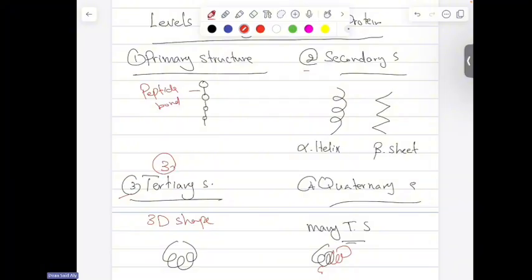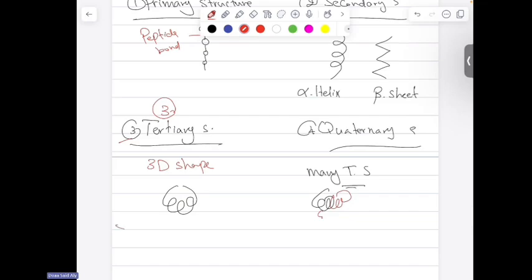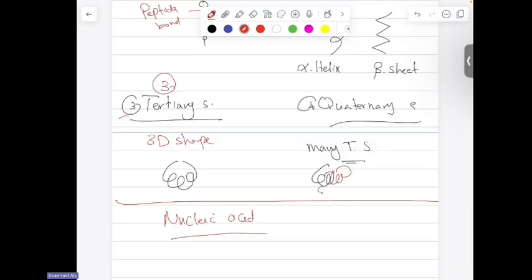Okay, the last macromolecule is the nucleic acid. Of course, the nucleic acid is made up of many elements: carbon, hydrogen, oxygen, nitrogen, and phosphorus. Pay attention to the main difference between the proteins and the nucleic acid: the phosphorus is the main difference between them.